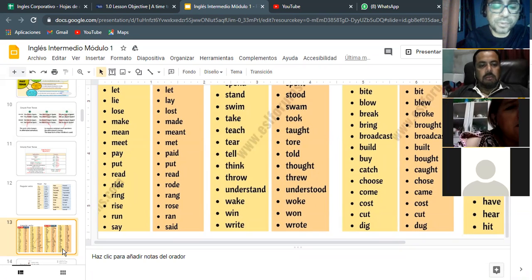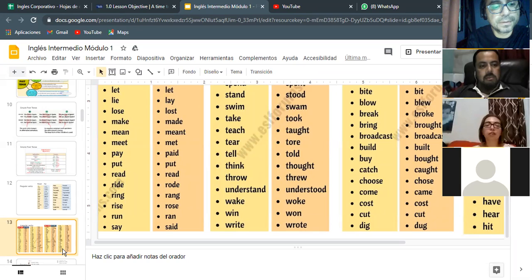The next one is put. What is put? To put, for example. Yeah, when you put something in a place, right? It's a verb of position. That is it. Okay, put is for Edwin. I put the salt in the kitchen. Very good, nice.